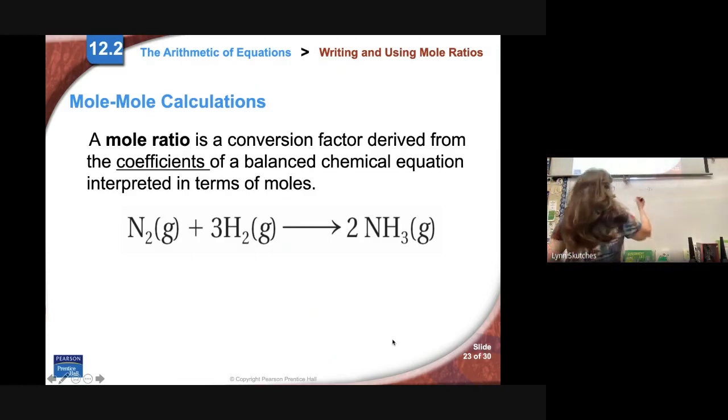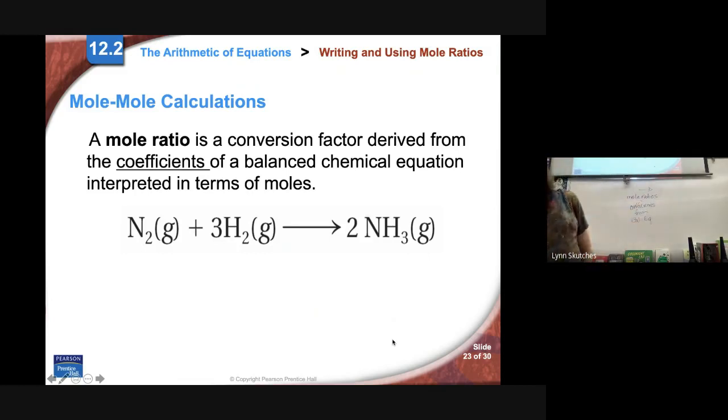So mole ratios are the fractions, the coefficients from your balanced equation. Those coefficients are how many atoms, how many molecules, how many moles of them. It's our proportion. So this is the equation for making ammonia from nitrogen and hydrogen.